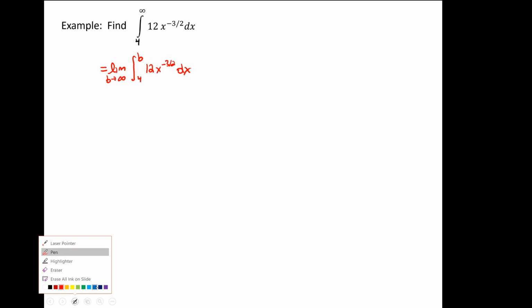Okay, top bound is infinity, so what we'll do is we'll convert this to be a limit as b approaches infinity. Integral from 4 to b, 12x to the -3/2 dx. Okay, step 1. I guess writing the limit is kind of step 0, but it is a step that we should do.